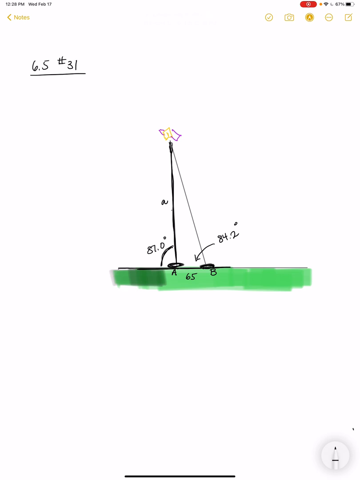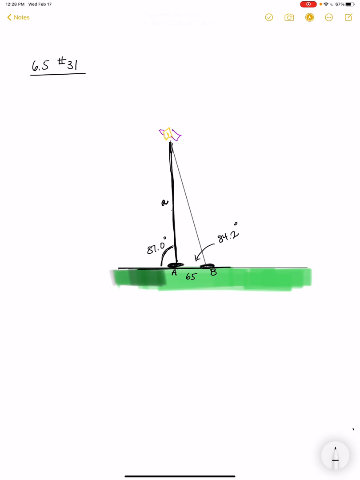All right, now let's look and see what they're asking for. They are asking for the distance between this tracking station A and that satellite. If you'll notice, I've already marked it. This is my A part right here. This is the unknown. This is what I don't know.